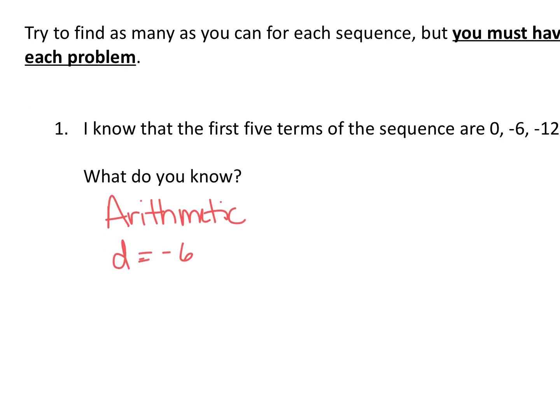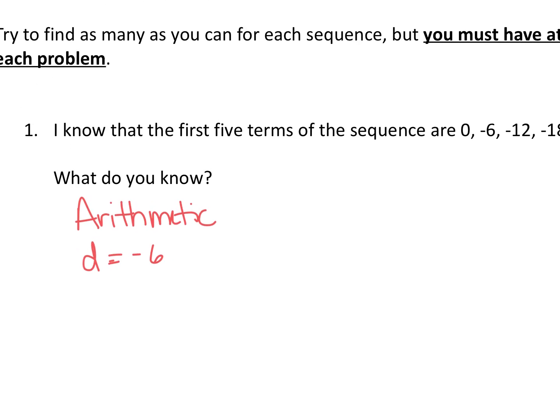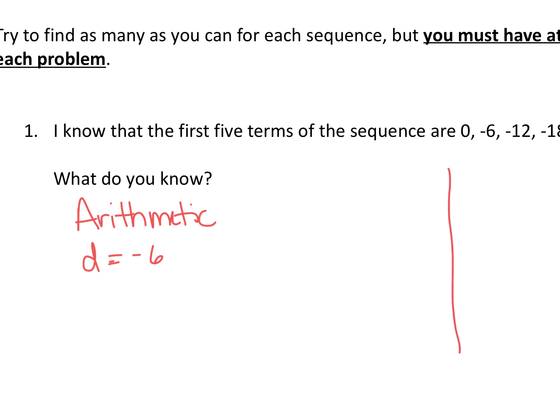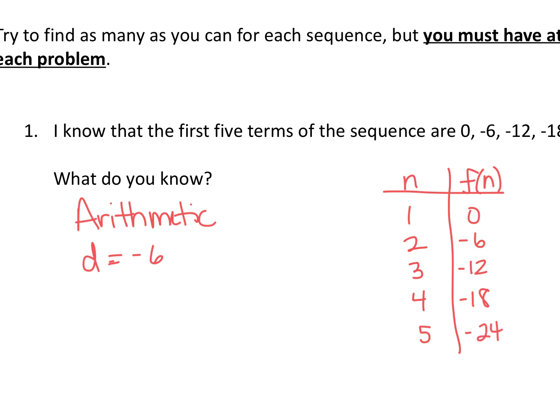I'm going to do a little table here. So off to the right, I'll do a little table. This is the term, and this is the value. So term 1 is 0, term 2 is negative 6, 3, negative 12, 4, negative 18, then 5, negative 24. So with this, I can write my recursive equation.